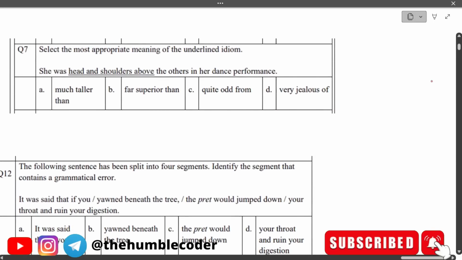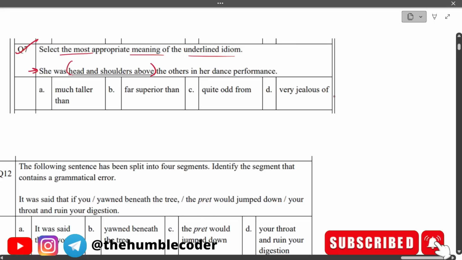So we have this question. Let's see first of all this question. Select the most appropriate meaning of the underlined idiom. We have this idiom. Okay, let's try to understand the answer for this one. First, read the sentence. She was head and shoulders above the others in her dance performance, and the options are much taller than, far superior than, quite odd from, and very jealous of.